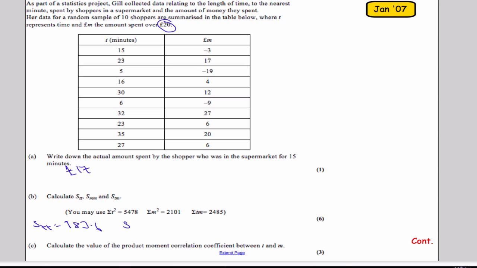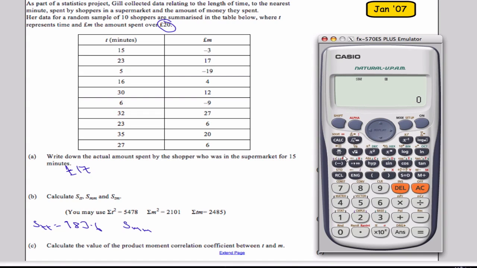I need SMM. SMM is going to be the sum of M squared, 2101, minus the sum of M all squared, which I get from here, the sum of M, which is the same as the sum of Y in this case, sum of M all squared, divided by 10. And we get 1728.9.